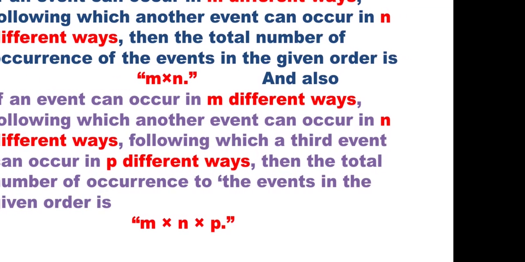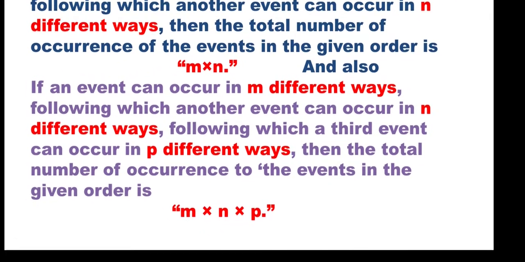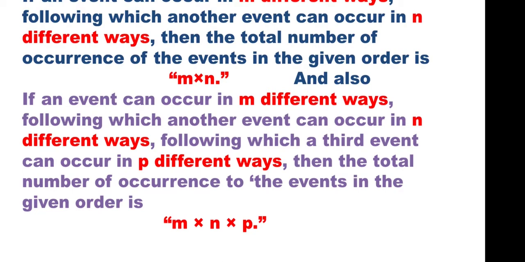Another way, for three events: if an event can occur in m different ways, following which another event can occur in n different ways, following which a third event can occur in p different ways, then the total number of occurrences of the events in the given order will be m cross n cross p.